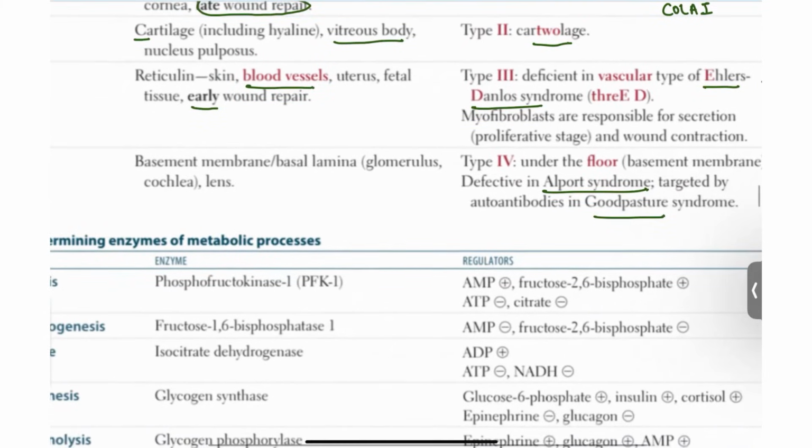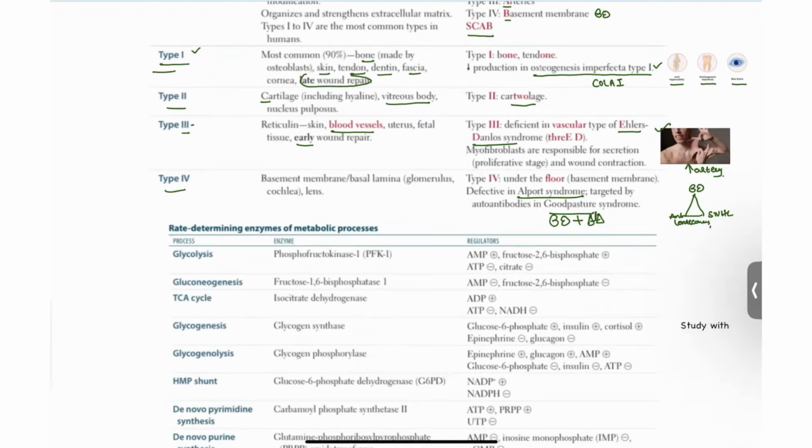Goodpasture syndrome will involve the kidney, glomerulonephritis. Along with that, it will also involve the lungs. Both organs will be involved in type 4 collagen dysfunction.